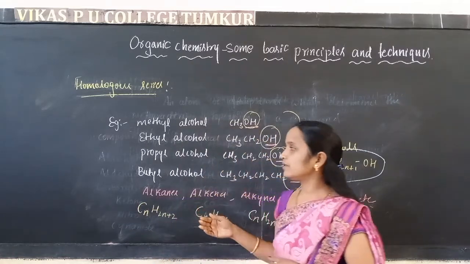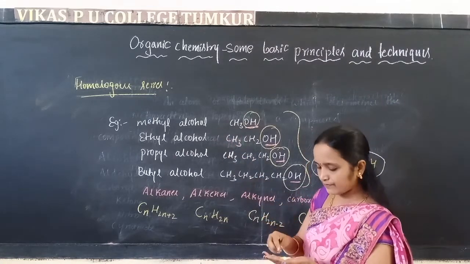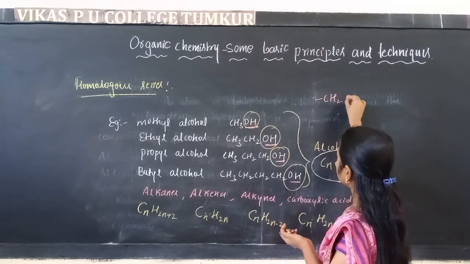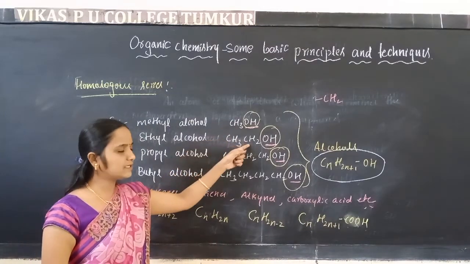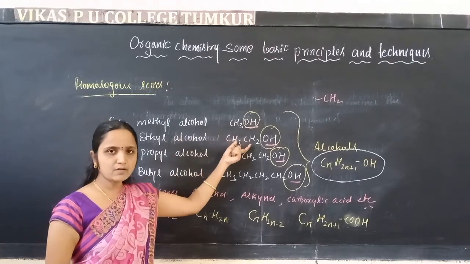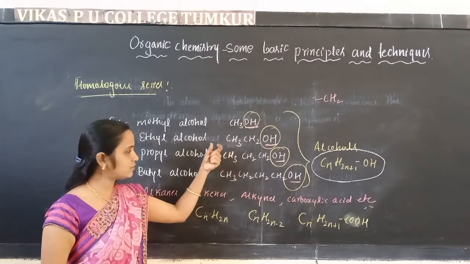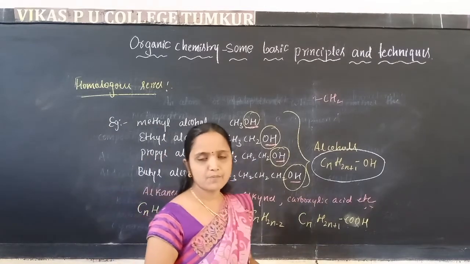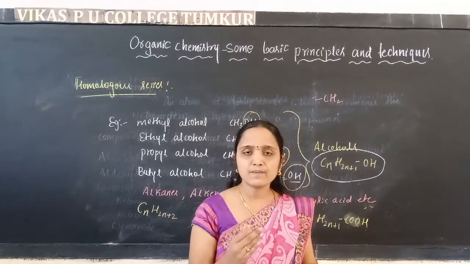Next, the successive members of the homologous series differ by a CH2 group. You can observe that the difference between methyl alcohol and ethyl alcohol is CH2. Addition of CH2 gives ethyl alcohol. Addition of CH2 to ethyl alcohol gives propyl alcohol. Then addition of CH2 to propyl alcohol gives butyl alcohol. So the successive members of the family of the homologous series differ by a CH2 group.